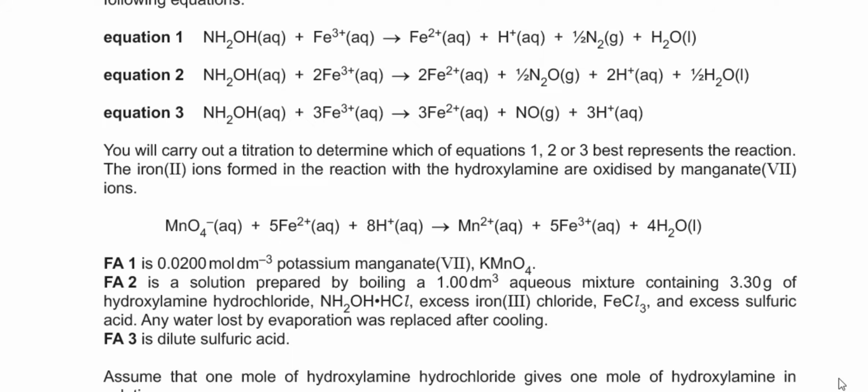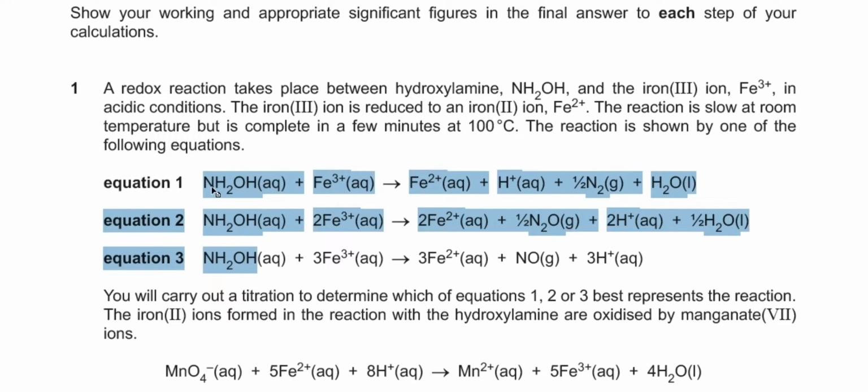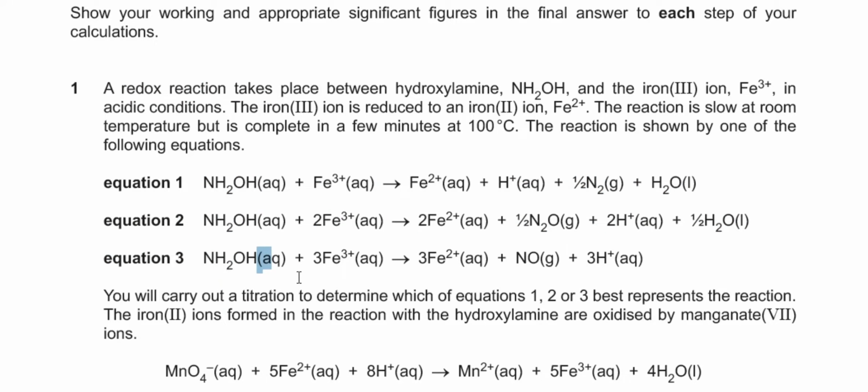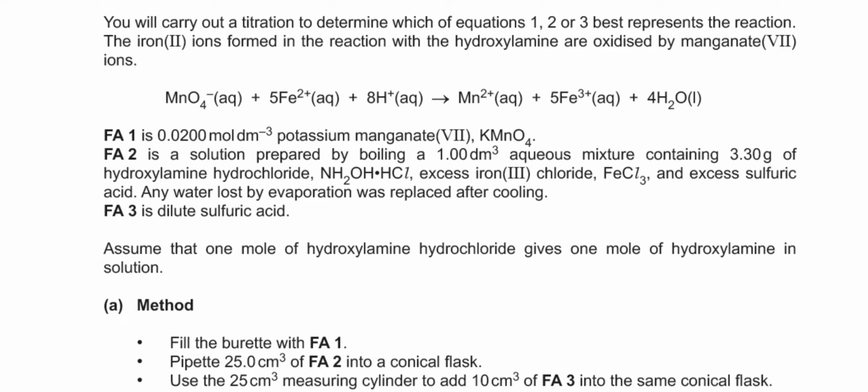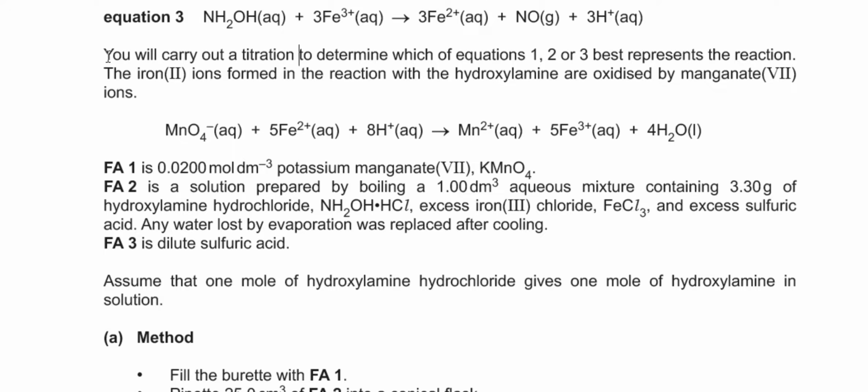So these instructions were there. If I read for you, it says that a redox reaction is taking place and we are about to choose which of these equations 1, 2 or 3 is best suited to the procedure which we are following and performing here. Now focus on the instructions of this question. In this question, it says that you will carry out a titration to determine which of equations 1, 2, 3 is the best. So this is the procedure.